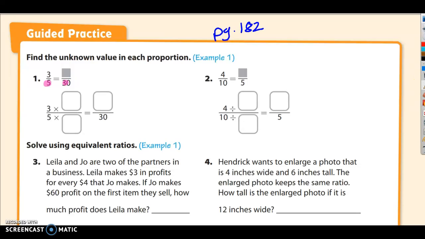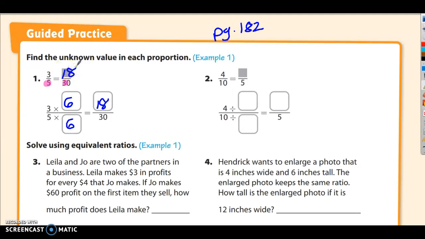So they want you to recognize that and put a 6 right here. And then they want you to recognize that if you multiply the second term in a ratio by 6, you have to multiply the first term in the ratio by 6. And you would do 3 times 6 is 18. So the answer here is 18.